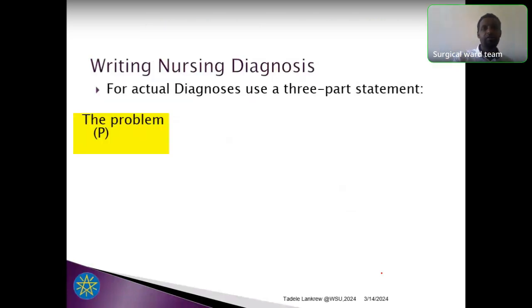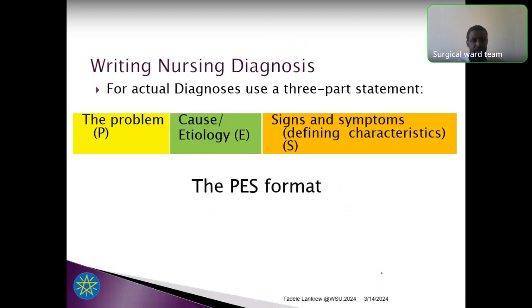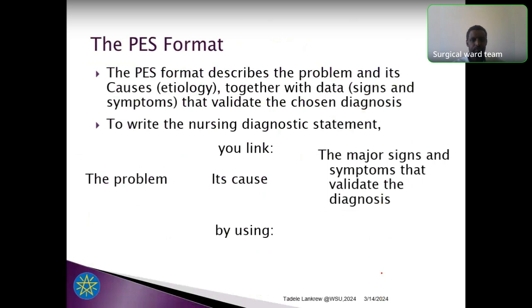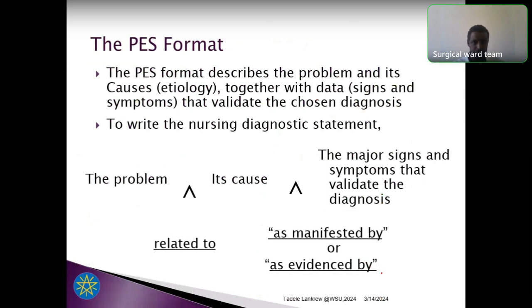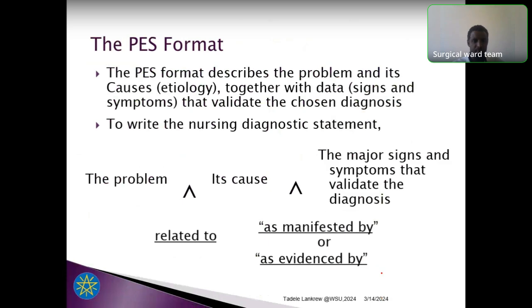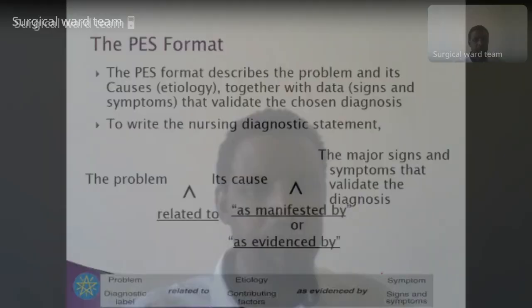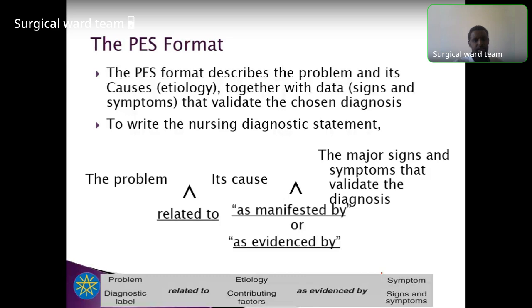For actual diagnosis there are 3 parts: problem, etiology, and sign and symptom of that problem. You can read it. The formula is written in this way: there is a problem, there is an etiology, there is a sign and symptom. So the formula is problem, etiology, and sign and symptom.